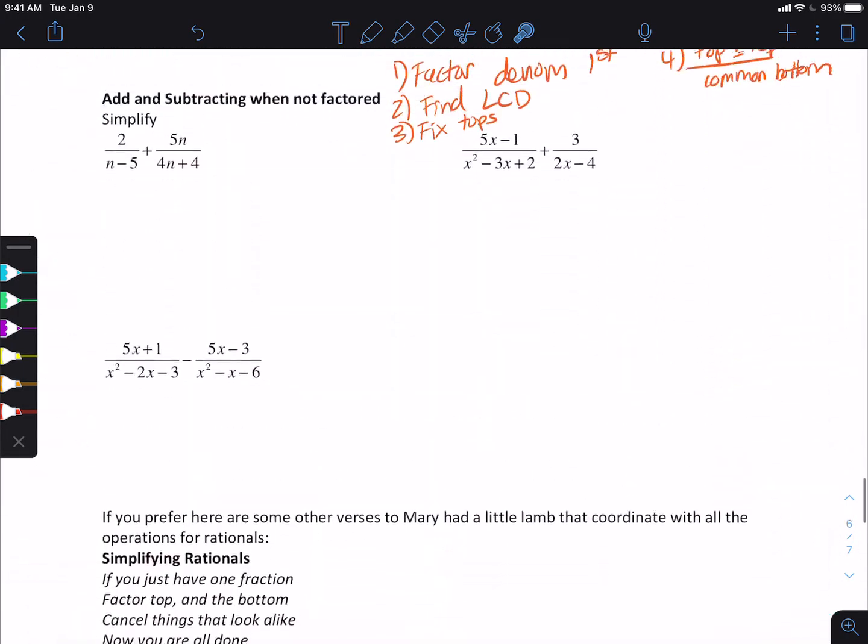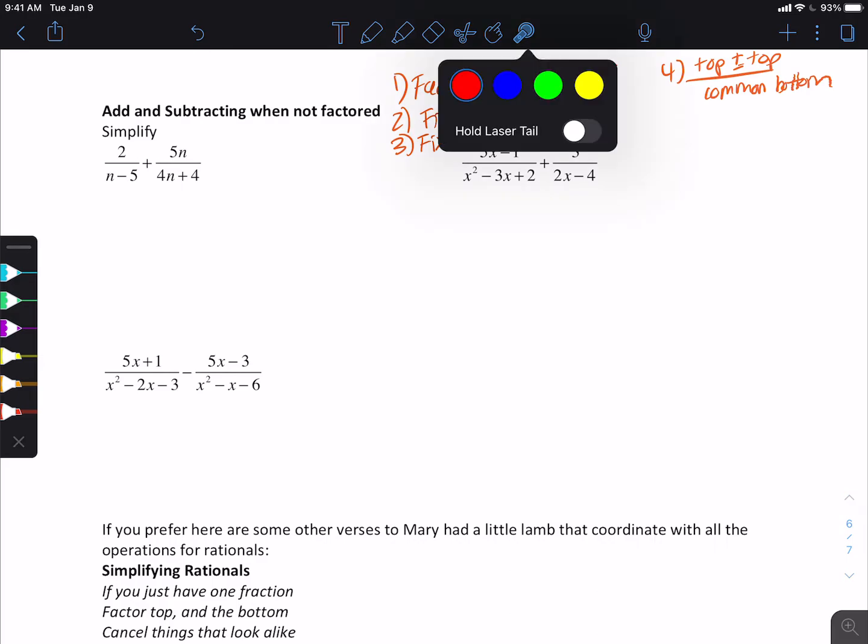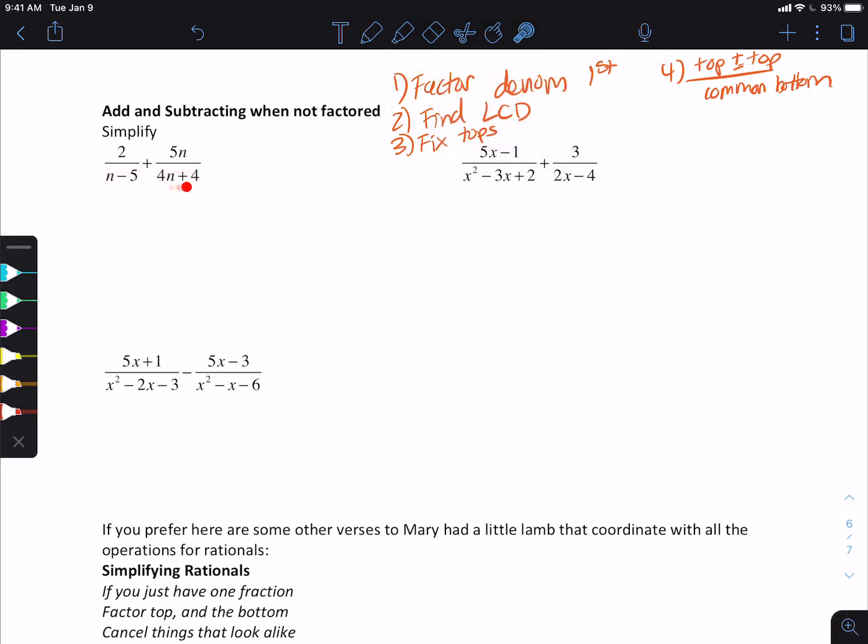Okay. So we're going to factor our denominators. This left one is already factored. This right one is not. It has a common factor of 4, so it factors to 4 times (n plus 1). Okay. I have to represent each factor. So we're doing ref HP, representing each factor to the highest power.